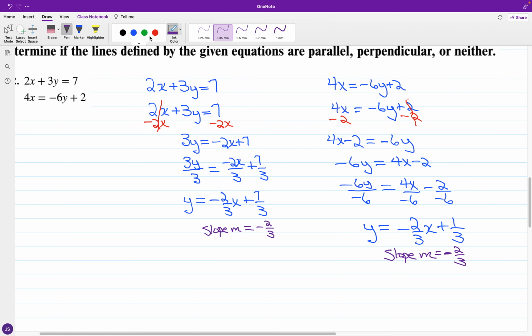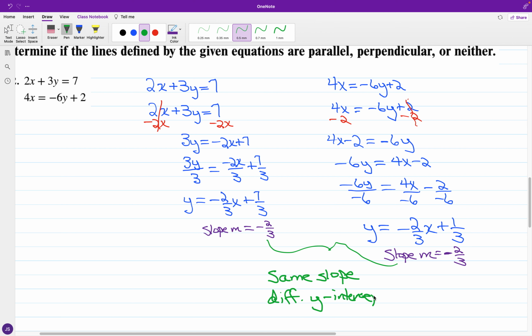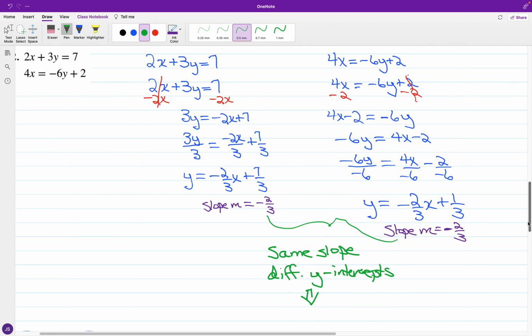So in terms of distilling the main points in establishing the relation, in this setup you have the same slope, and notice you have different values for b. So you have the same slope, different y-intercepts. And with these two characteristics interlocked, this is going to signal that the lines are parallel.